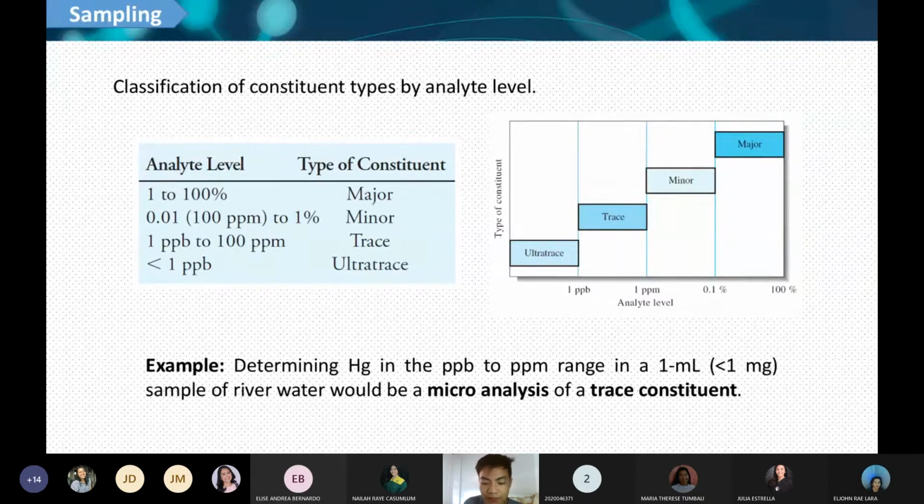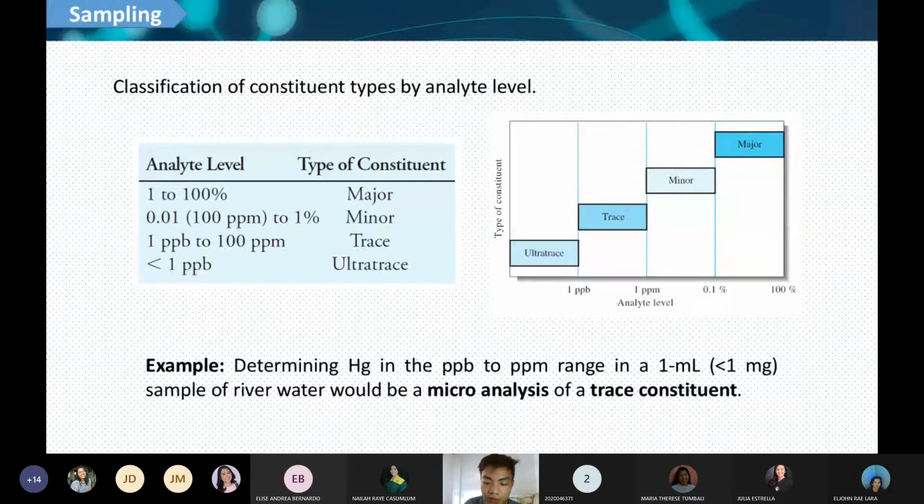So, there is not much of a story here. What matters is the result. Depending on the percentage you get, you can tell if that's a major, minor, trace, or ultra trace constituent of your sample. So, this is done after the analysis.